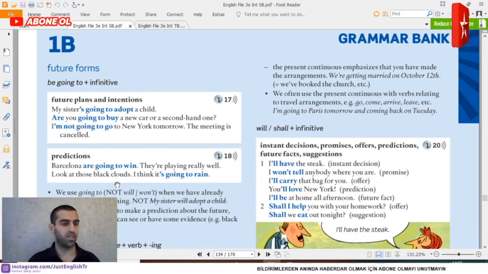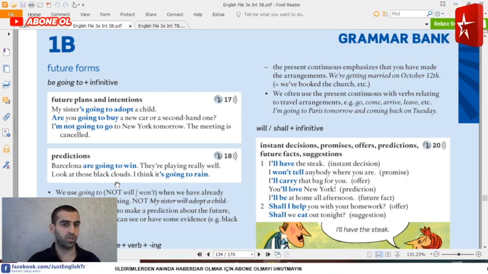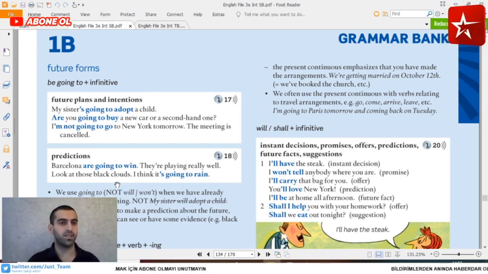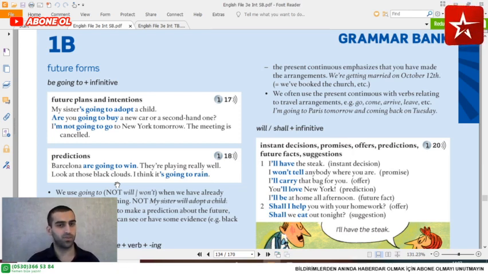And can you tell me a sentence for the future using be going to? I'm waiting for your comments, guys. Please make a sentence for the future using be going to plus a verb.